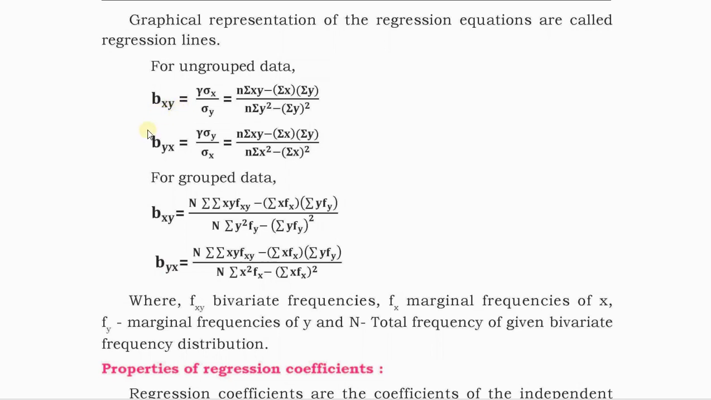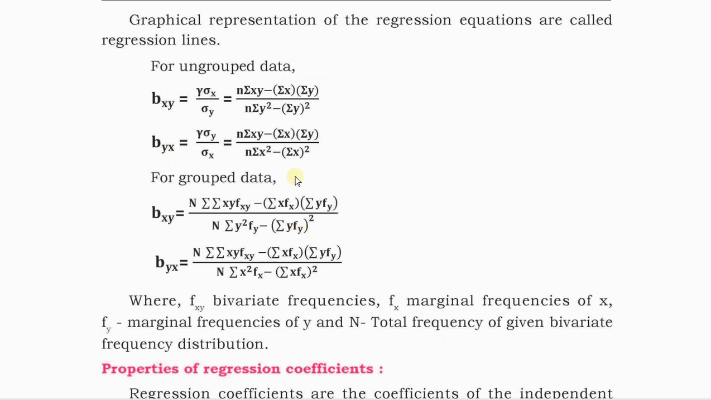Next, byx is equal to, again the same, but with a change here: the correlation coefficient into the standard deviation of y divided by the standard deviation of x. Again, the numerator part will be the same. What changes here is the denominator part. The denominator contains the values of the independent variable. Here the independent variable is x and the dependent variable is y, so y is dependent on x.